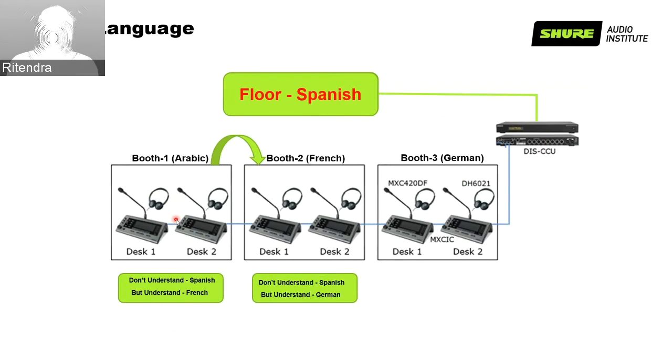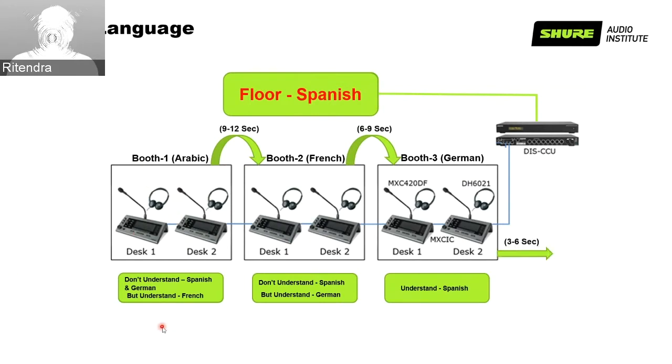Now consider a scenario where booth 2 also doesn't understand Spanish, but understands German. And the German guy understands Spanish. So what's going to happen? The German booth will listen to Spanish, right? And he will speak in German. And then the French interpreter will listen to German and speak in French. And then as booth 1 doesn't understand Spanish and German, he can only understand French. So he will listen to French and speak in Arabic. So basically, it depends on the interpreter.